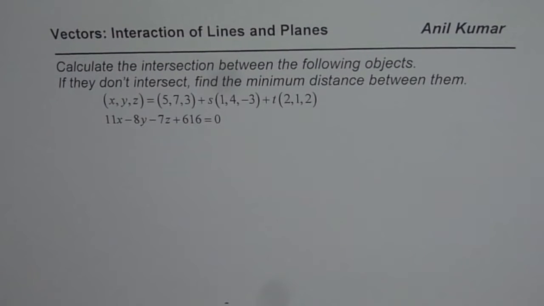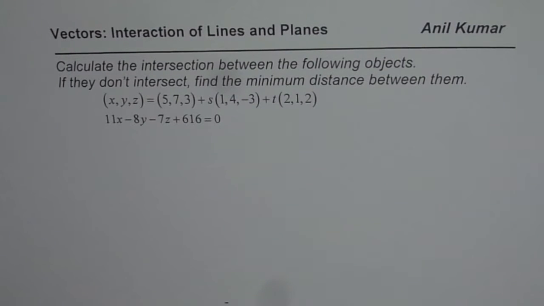The question is: calculate the intersection between the following objects. If they don't intersect, find the minimum distance between them. So we have two objects here: xyz equals (5, 7, 3) plus s times (1, 4, -3) plus t times (2, 1, 2), and 11x minus 8y minus 7z plus 616 equals 0.